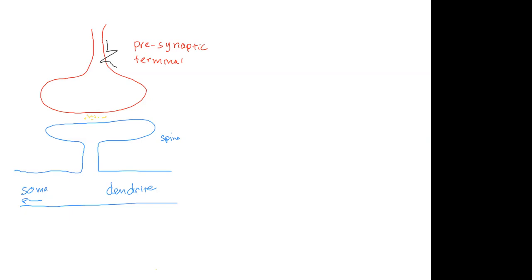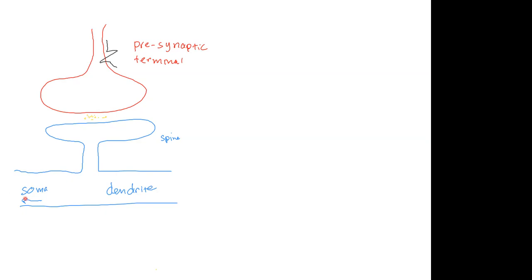So the setup is we have a presynaptic terminal. This comes from a presynaptic neuron. The postsynaptic dendrite, and actually a spine, is what receives, at least for excitatory synapses, and is what is used to communicate. Information flows through the spine and then to the soma, which is a long way away.